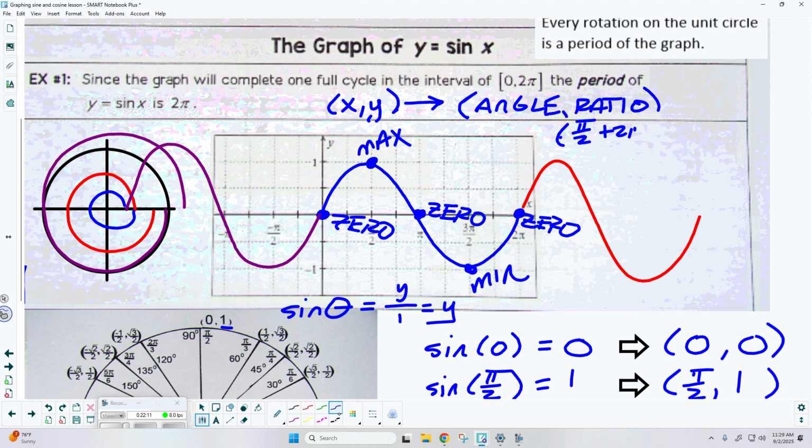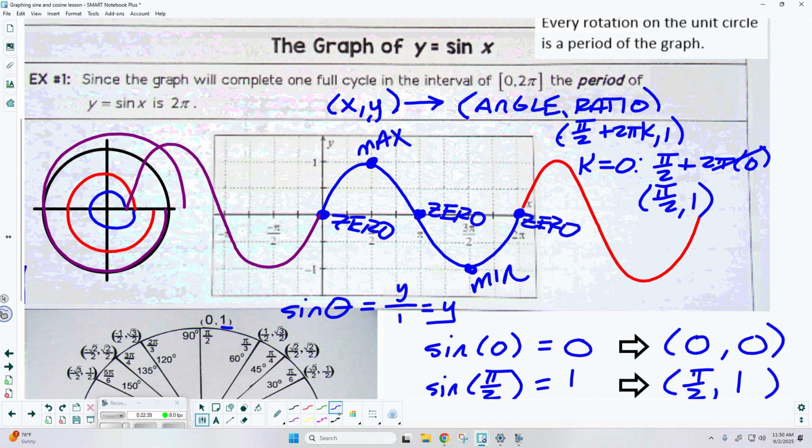Pi over 2 plus 2 pi k, comma 1. Okay, so let's start with k equals 0. All I'm going to do is plug in because it's providing me a formula. So pi over 2 plus 2 pi times 0. Well, what's 0 times anything? 0. So if that disappears, I've got pi over 2, so this is telling me that there's a maximum at pi over 2, 1. See, isn't that the very first maximum that we ever saw? Let's plug in another one. Let's plug in k equals 1.